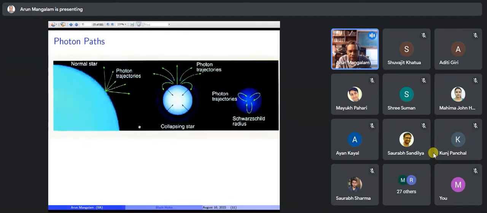Let's look at how photon trajectories behave. If you have a normal star, the photon trajectories, just like on Earth, travel in straight paths. But if you're in front of a collapsing star, the light rays will bend because of gravity. You'll have one photon going straight, and the others will just fall around like that. And if you're inside the black hole, the photons are trapped.